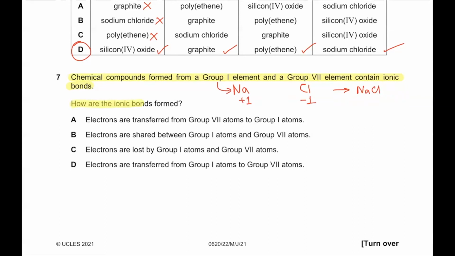Okay, how are the ionic bonds formed? Electrons are transferred from group 7 atoms to group 1 atoms. Well, we have already seen it is the group 1 atoms that give electrons. Electrons are not shared, they are transferred to form ionic compounds. Electrons are lost by group 1 atoms and group 7 atoms. So no, both of them do not lose electrons, one of them gains electrons. Electrons are transferred from group 1 atoms to group 7 atoms. Yes, that is correct. So 7D is the correct answer, guys.